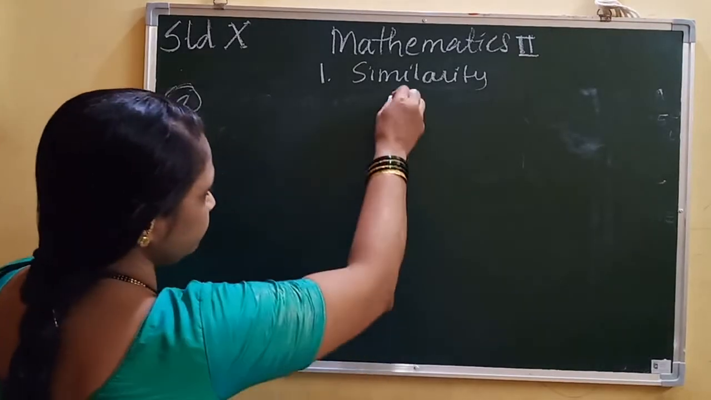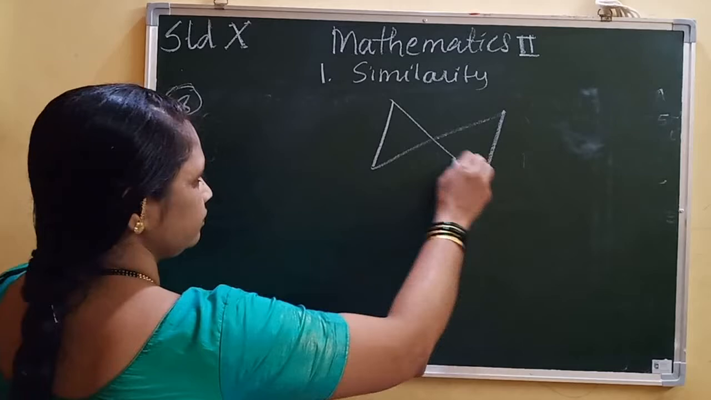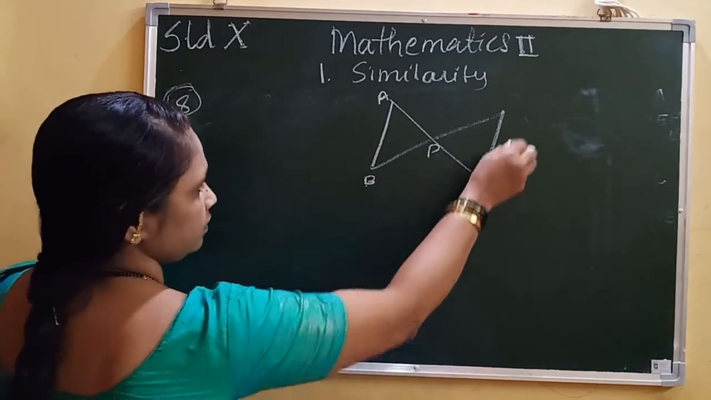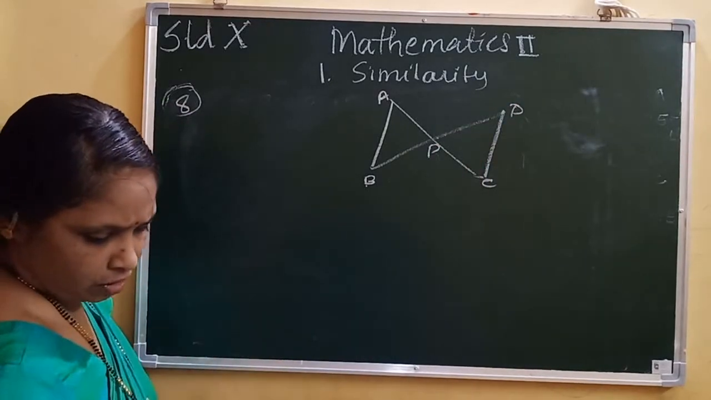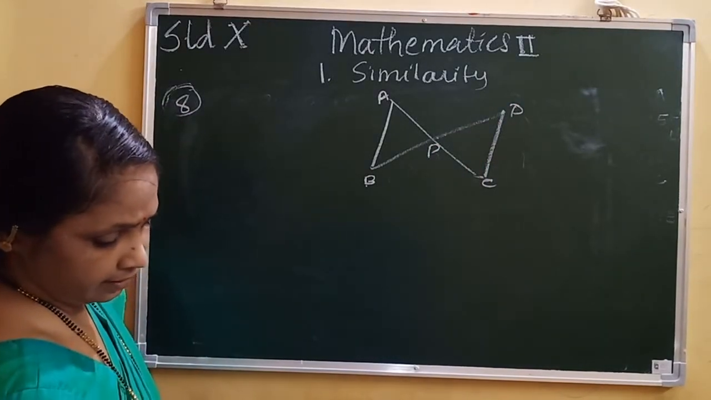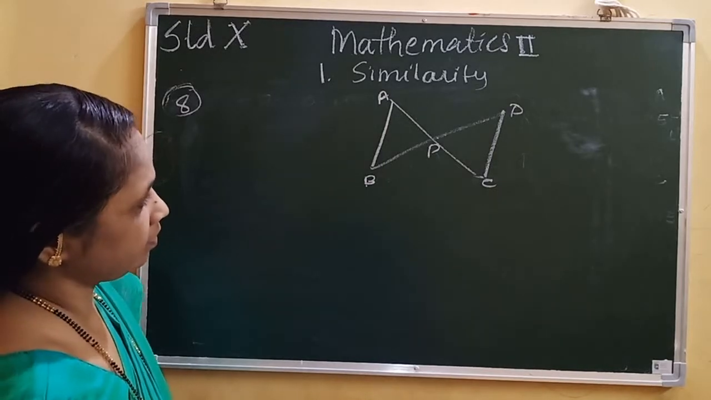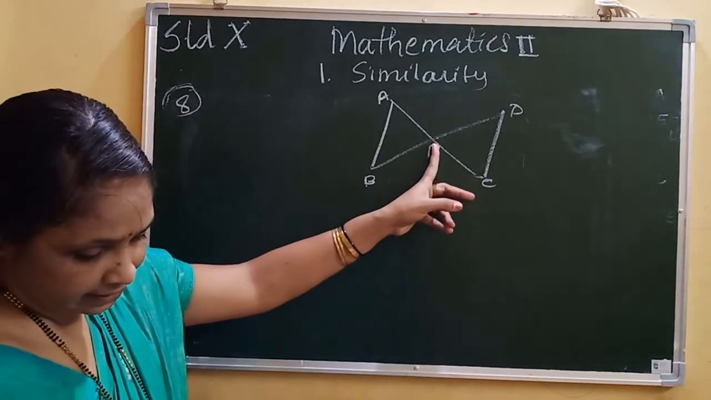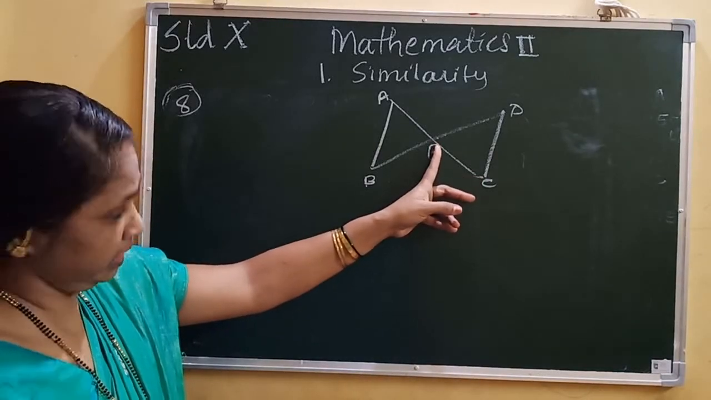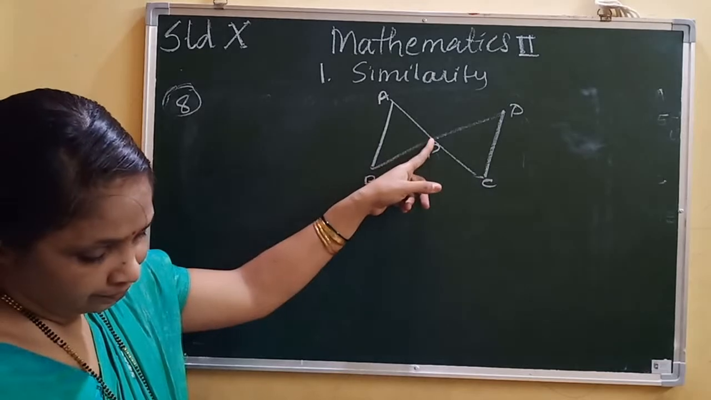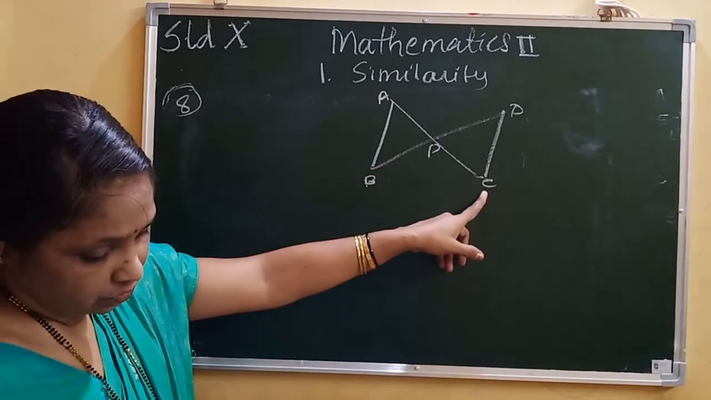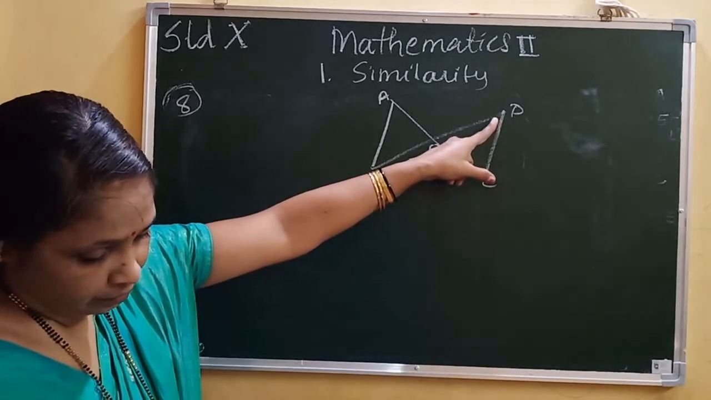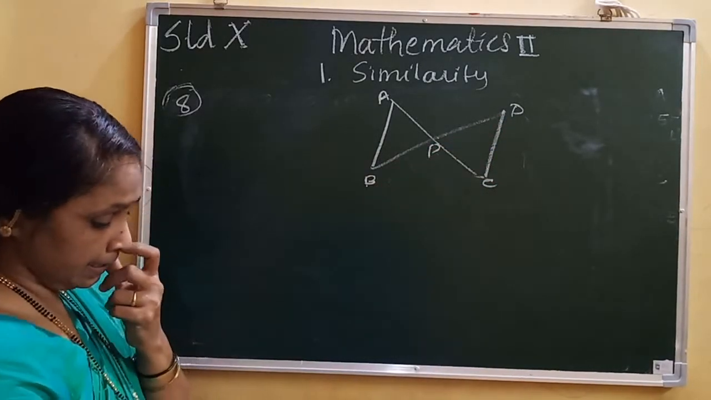Question number 8. Figure it is given, A and D. Now what we have to prove in the figure? Segment AC and segment BD intersect at the point P. Now AP upon PC is equal to BP upon PD. Prove that these two triangles are similar.